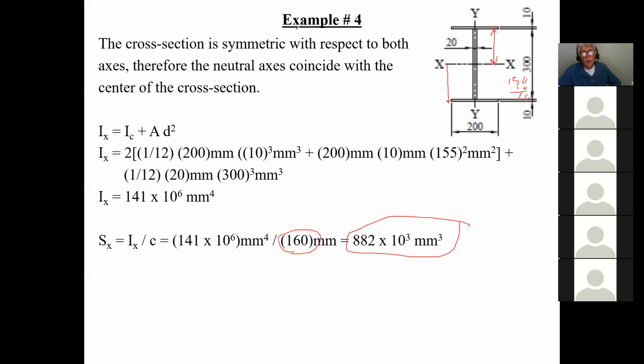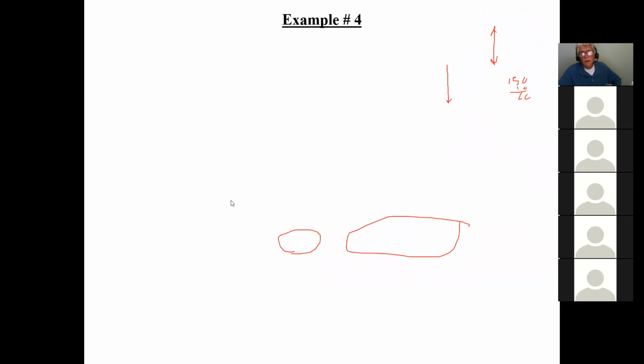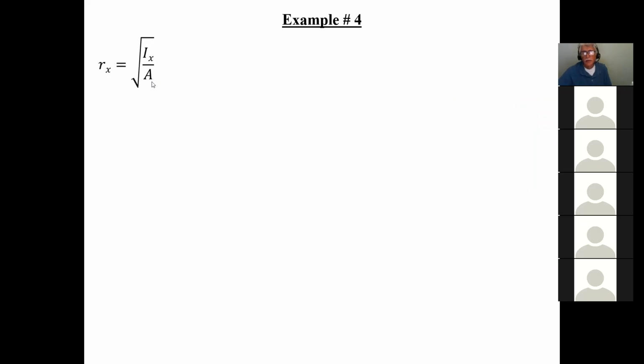The only thing is, I told you this at the very beginning of class, but I don't expect anybody to remember it. When you want to calculate the radius of gyration with respect to the x-axis, the radius of gyration is a distance perpendicular to the axis. The way you calculate it in formula is that Rx is equal to the square root of Ix divided by the total cross-sectional area. You take your moment of inertia with respect to the axis, divide by your total cross-sectional area, and take the square root, and that gives you the radius of gyration.